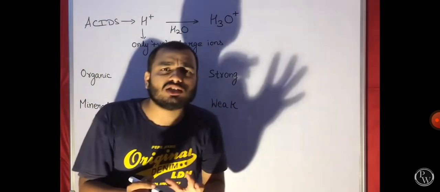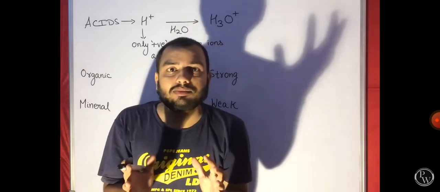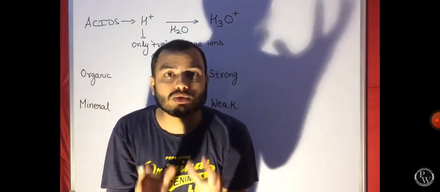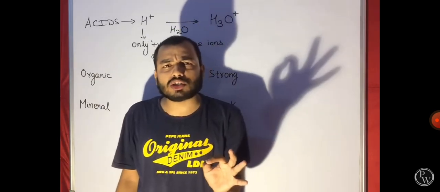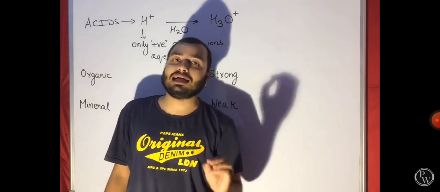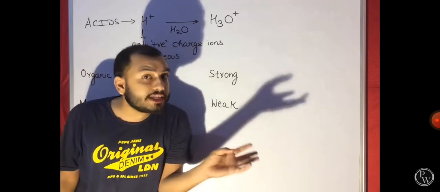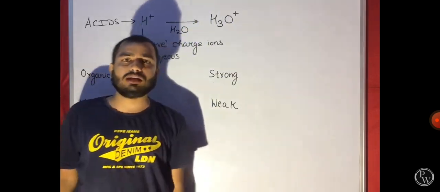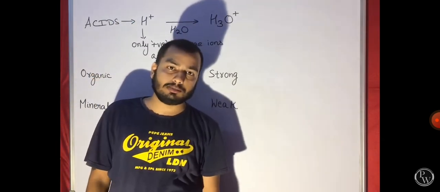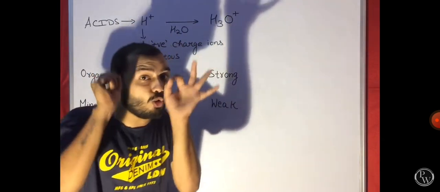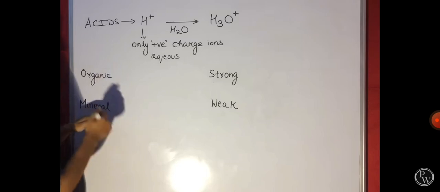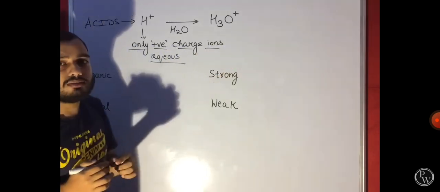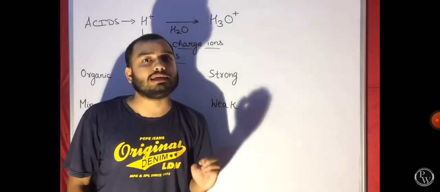Only positive charge ions. If there is an acid and if we submerge it inside water, that is aqueous solution, it should furnish only H+ as the positive charge ion. It cannot furnish Na+, K+, NH4+, Ca2+, Zn2+, Mg2+, Al3+, nothing. It can only furnish H+ ion as the only positive charge ions in aqueous solution. That is the definition for an acid.